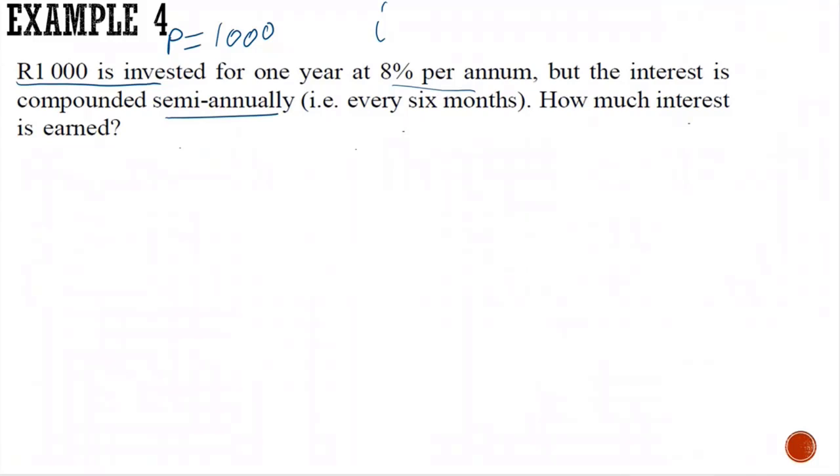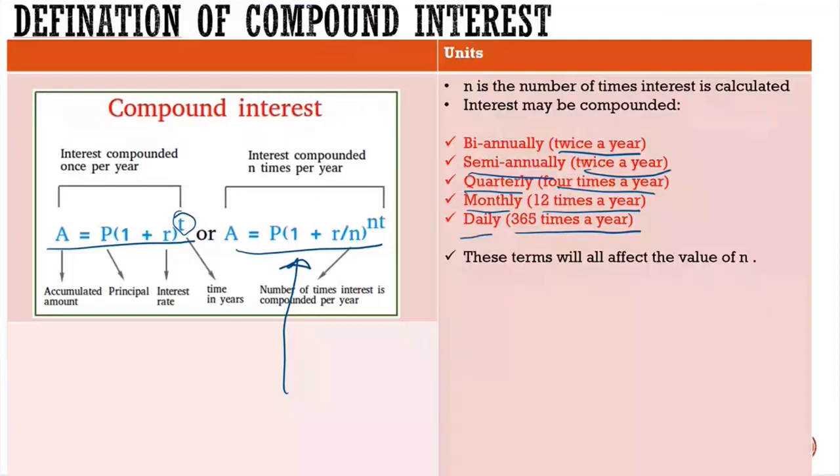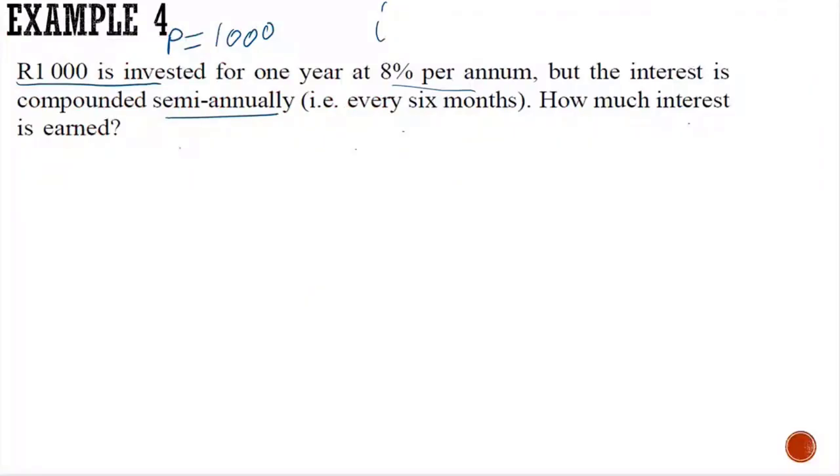We know from our notes, if something is compounded semi-annually, it is twice per year. So once you've got that, it means you are going to take your interest, your 0.08, and then you divide by the number of compounding periods, which is... I don't want to do that now.